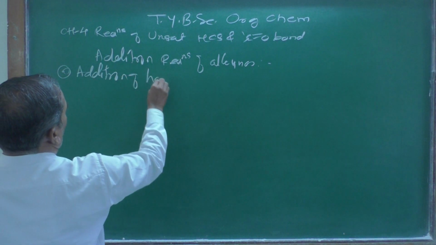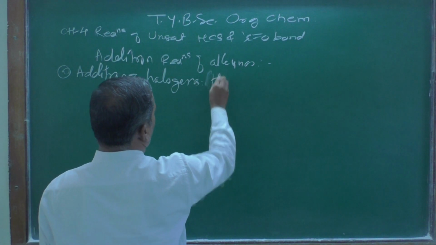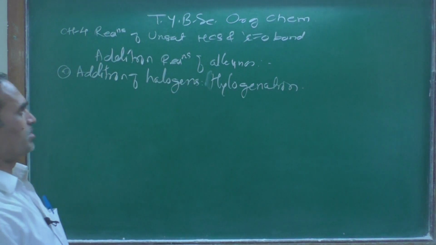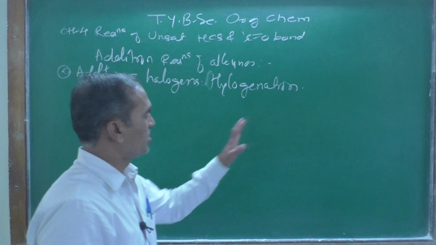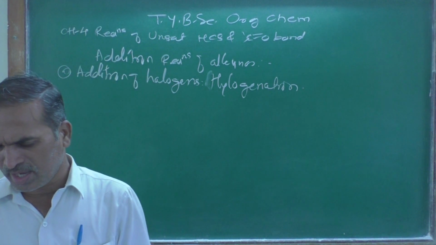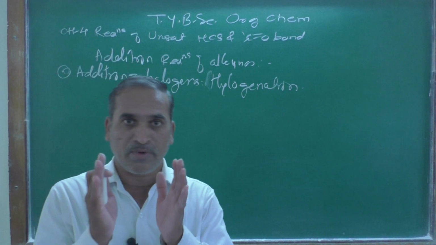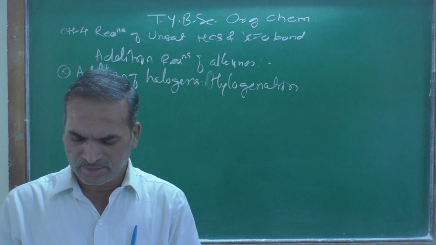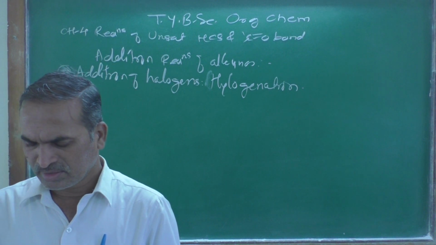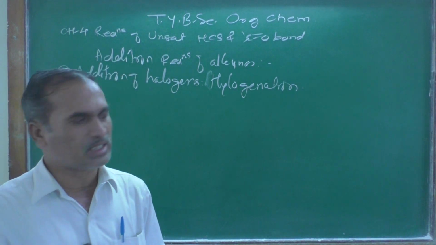Addition of halogens means halogenation, that is called a halogenation reaction, right? This is the halogenation reaction we are learning. Now the addition of halogen to alkyne proceeds through formation of a vinylic halide intermediate and not the cyclic halonium ion as in the case of the alkene.